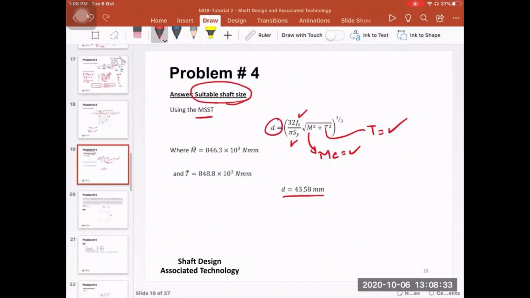So what you have seen now is pure bending, pure torsion, or combined bending and torsion. Hopefully now you know how to approach this kind of problem and to find the suitable shaft diameter. And also we have seen one problem on critical speed. I hope that you understand now how to calculate the critical speed of a shaft.